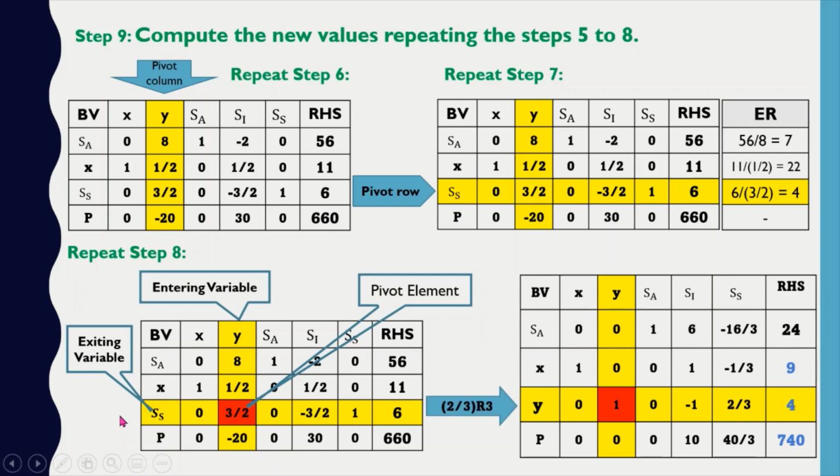So for our new table, we have here 0 multiplied by 2/3, that is of course 0. 3 halves multiplied by 2/3 is now equal to 1. And 0 multiplied by 2/3 is 0. We have here negative 3 halves multiplied by 2/3, so that is negative 1. And 1 multiplied by 2/3 is equal to 2/3. And we have here 6 multiplied by 2/3, that is 12 divided by 3, which is equal to 4.